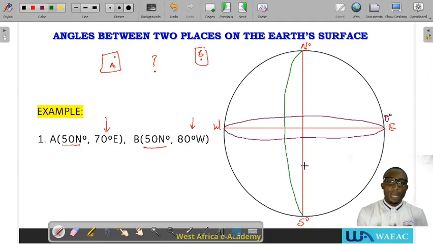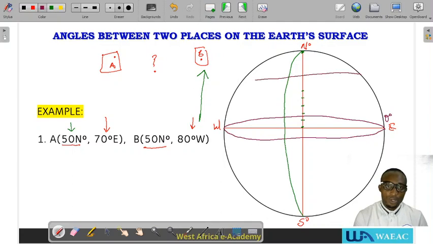So now that you have this, the next thing is fixing our values. The first value we need to consider is our latitude, which is 50 degree north. So 50 degree north, we are going to consider this part. That is, from this point to this point is north. So we have 10, 20, 30, 40, 50. So 50 degree north. We have something like this.